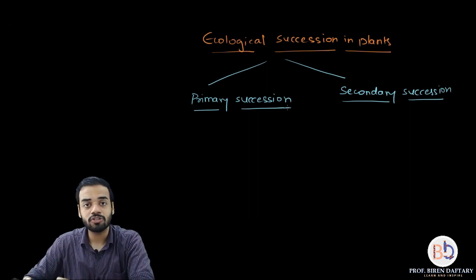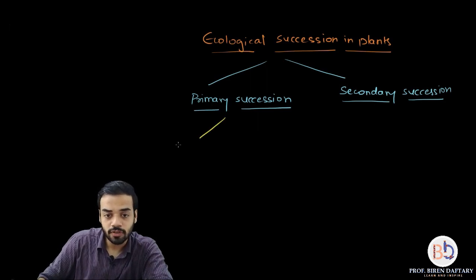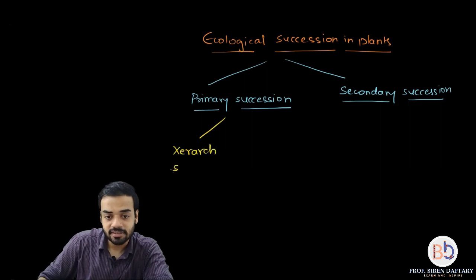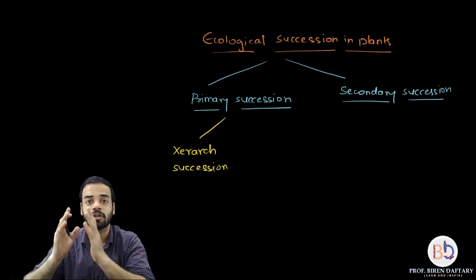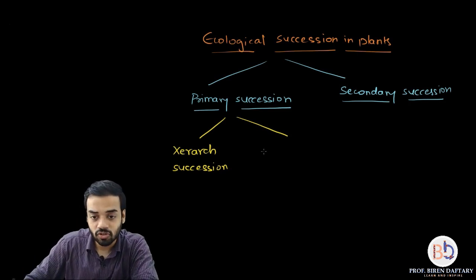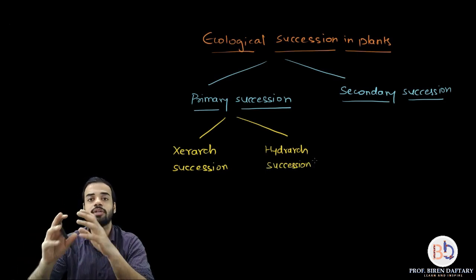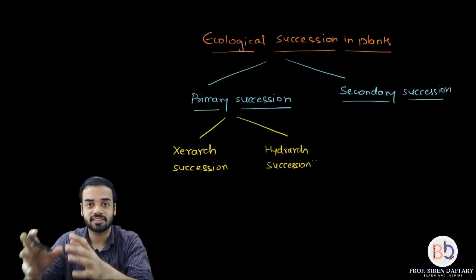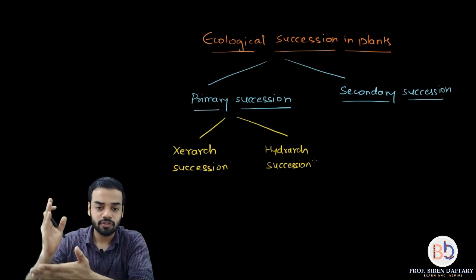Please make sure that you know the difference between primary and secondary succession. Now when we are studying ecological succession in plants, please remember the primary succession is again divided into two types. The first type is called xerarch succession. This is very important to remember, especially for all the people who are giving the NEET exam. Xerarch succession is one of the types of primary succession. The other type of primary succession is called hydrarch succession. We are going to study both these types. Most of our lecture today is going to be based on xerarch succession and hydrarch succession. Secondary succession is not a big part. So let us start with first xerarch succession, then hydrarch succession.